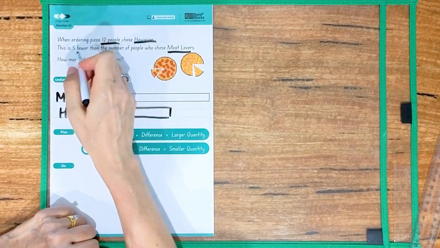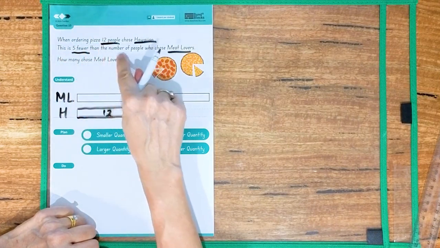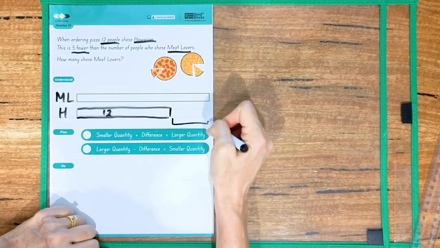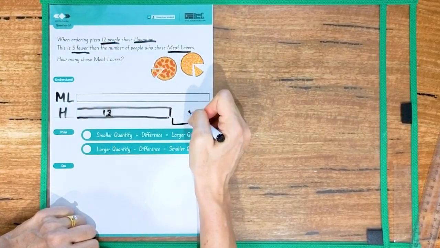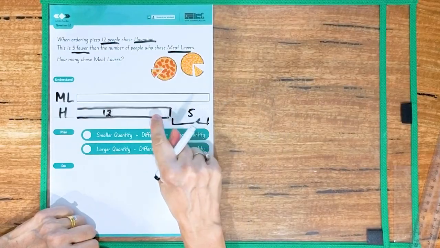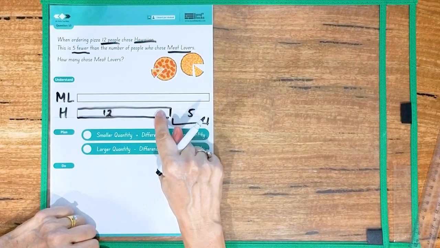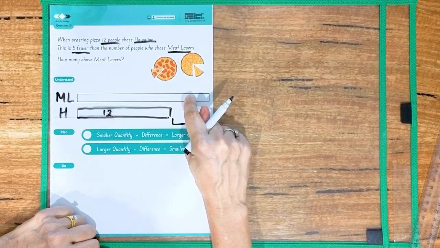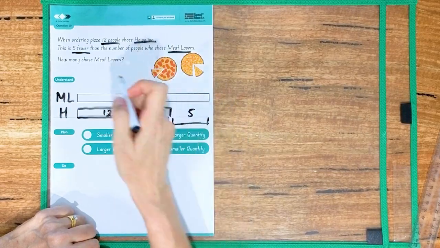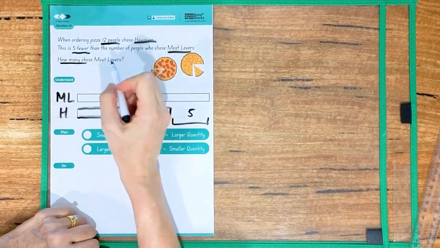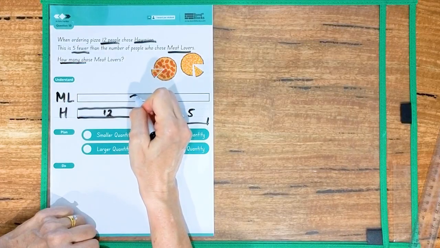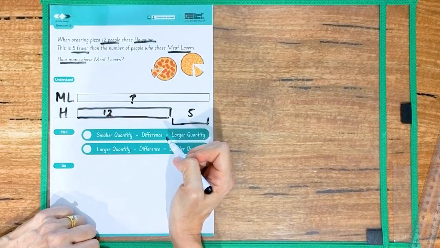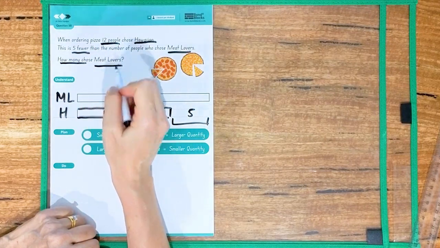This is 5 fewer than the number of people who chose meat lovers. So the difference here is 5. 5 fewer people chose Hawaiian and 5 more people chose meat lovers. How many chose meat lovers? The larger quantity is our unknown that we need to find out.